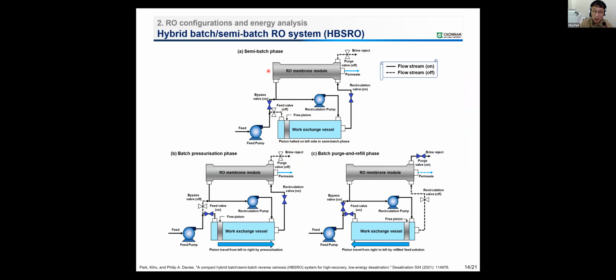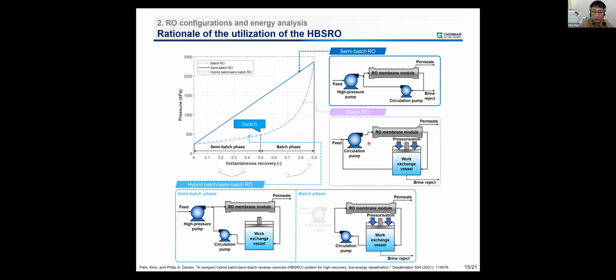Then this is a new concept, the hybrid batch RO system. It is quite similar to operating a hybrid car. At first it is operated in a semi-batch RO phase, and then it can be switched to the batch RO phase. So it is operated first in the semi-batch RO mode, and then next as a batch RO mode. So this is the rationale for utilizing hybrid batch RO systems, and the area below is the energy consumption.